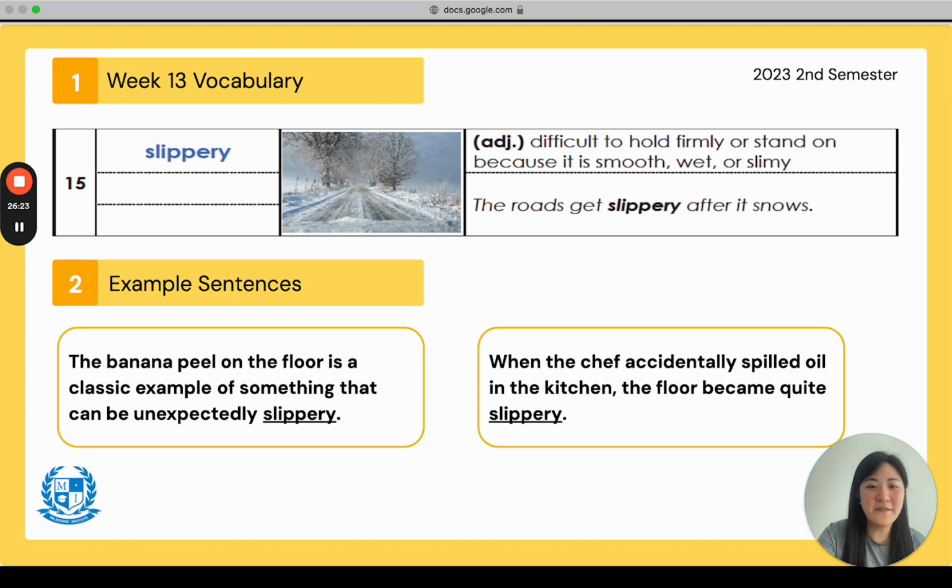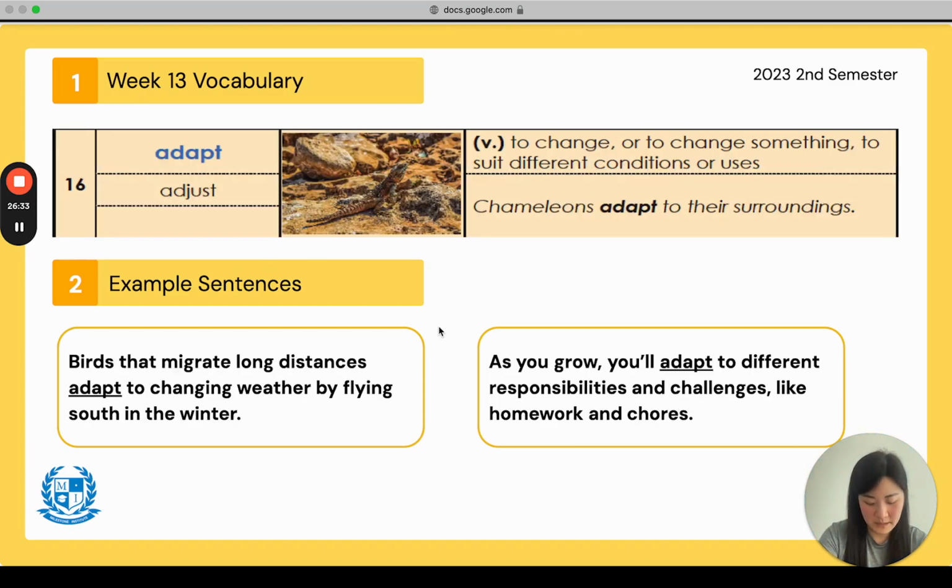Example 2, when the chef accidentally spilled oil in the kitchen, the floor became quite slippery. That can be very dangerous in the kitchen also. Slippery. And we're on our last word, everyone, and the word is adapt. Adapt. And the synonym is adjust, and the part of speech is verb.